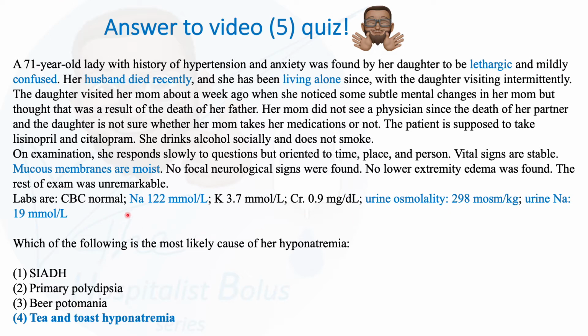Beer potomania can present with a similar picture, although again I expect the urine osmolality to be on the lower side, maybe close to 100 or 200. And also there would be significant history of alcohol, which is not the case here. So this is most likely drug-induced hyponatremia. The patient is not taking much solute, and that's why she's not excreting much solute in the urine, and that's why urine sodium is low and urine osmolality is also on the lower side.